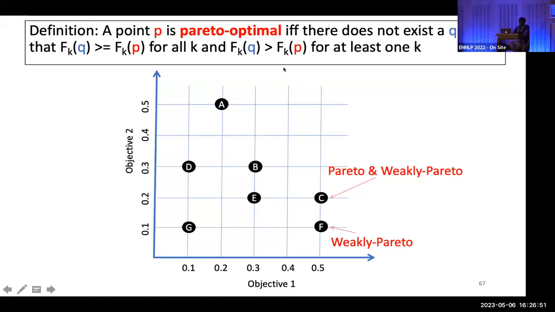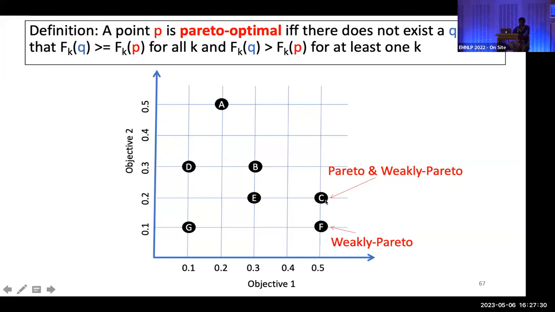A point P is Pareto optimal if and only if there does not exist any other point Q such that Q is equal or better in all directions and strictly better in at least one direction. Right. So you can see this is just a simple extension of what we talked about before to handle ties. So a point F here is considered weakly Pareto. A point C here is considered weakly Pareto as well as Pareto, which is a stronger condition. Okay.